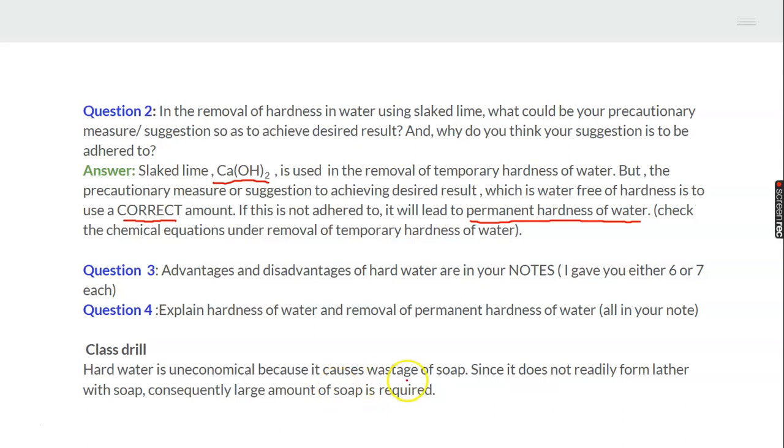Okay, so the answer to the class drill is that hard water is uneconomical because it causes wastage of soap. When the water doesn't form lather with soap, that means you have to put more and more of soap, so it causes wastage of soap. It does not readily form lather with soap, consequently large amounts of soap are required. Okay, I guess that's taken.